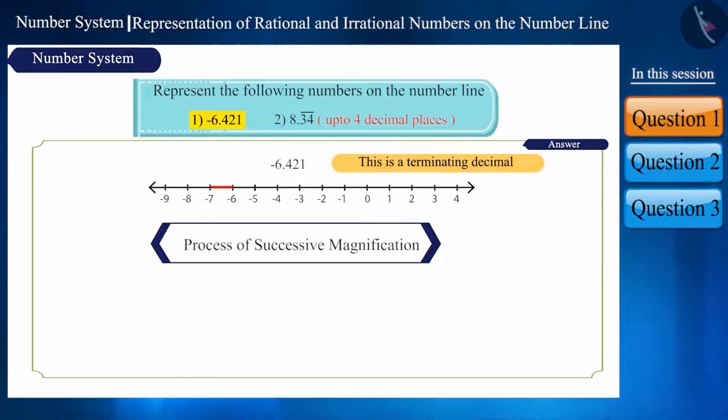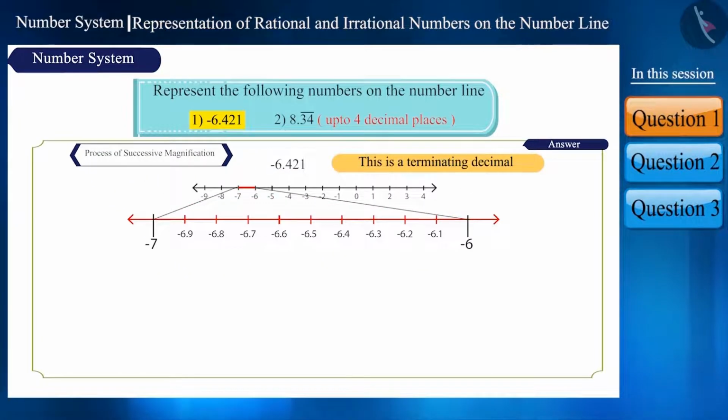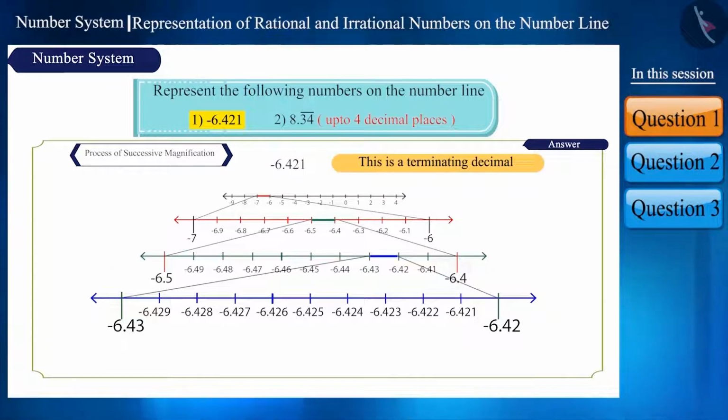We will represent this number using the process of successive magnification like this. Now the number will lie between minus 6.42 and minus 6.43. Here.